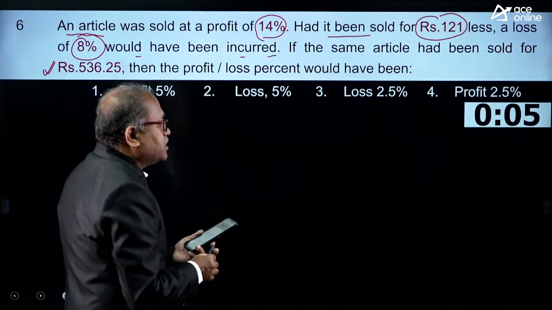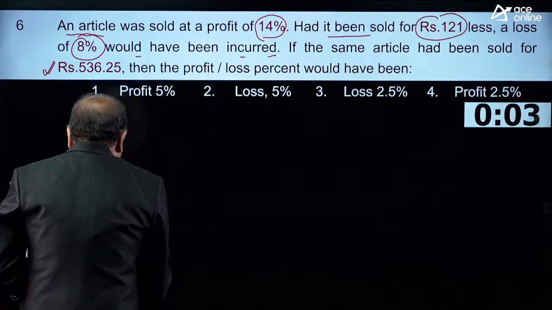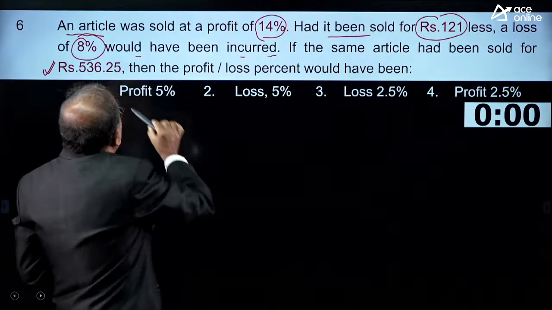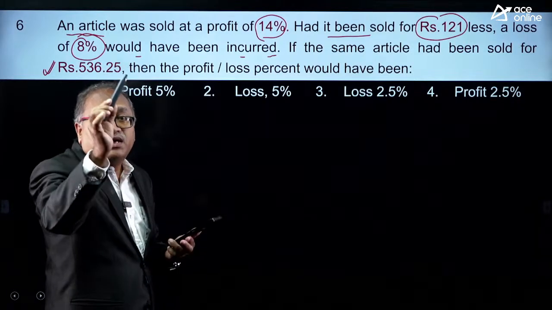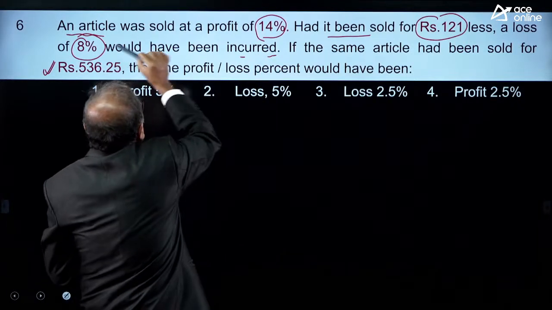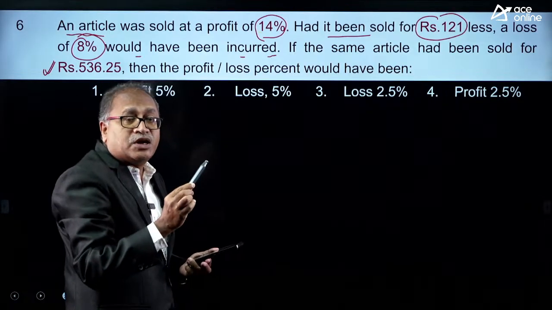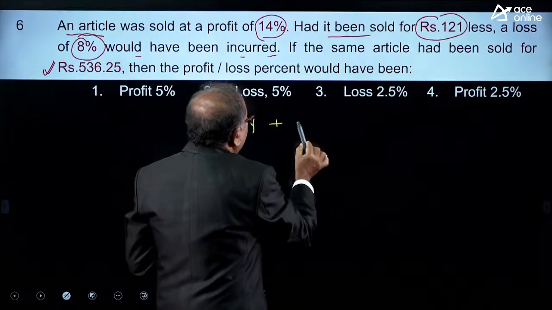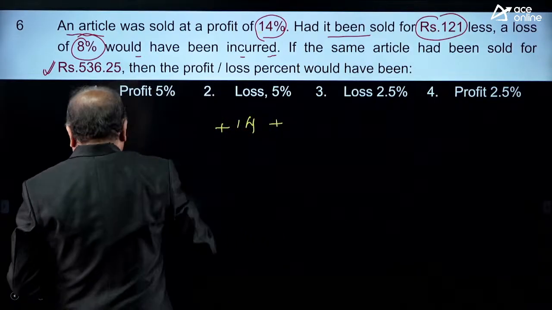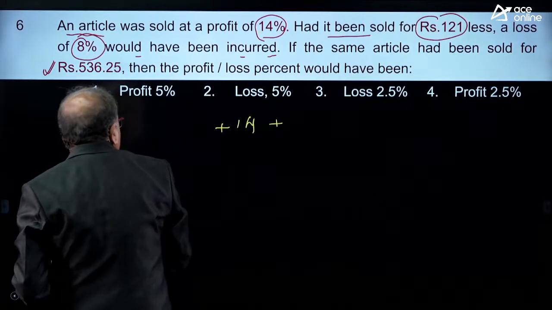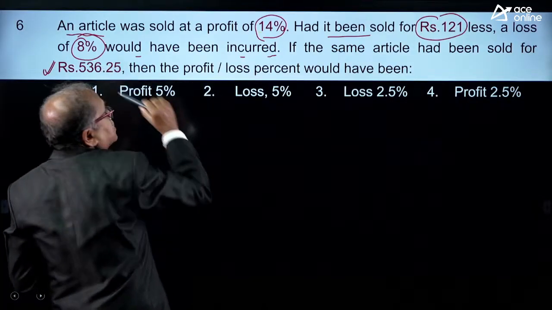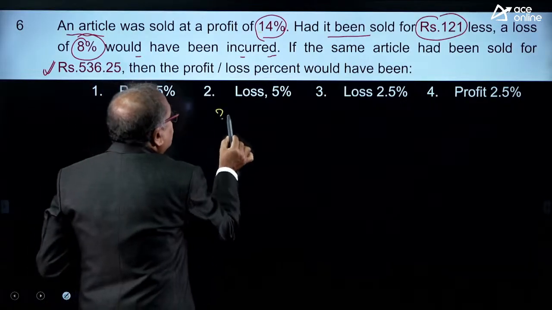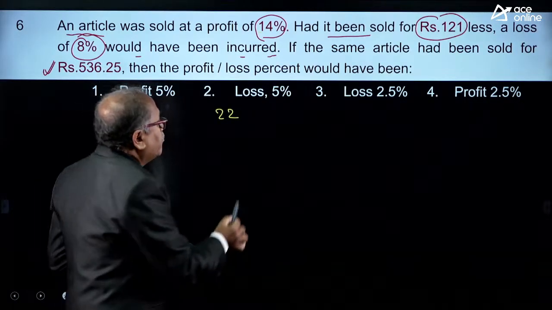Okay. How do I give a start here? It is said that earlier 14% was profit and now 8% is loss. The difference between plus 14 and minus 8 is nothing but plus 14, and plus of minus, here it is loss. Minus of minus 8 is nothing but plus 8. So that is 22.